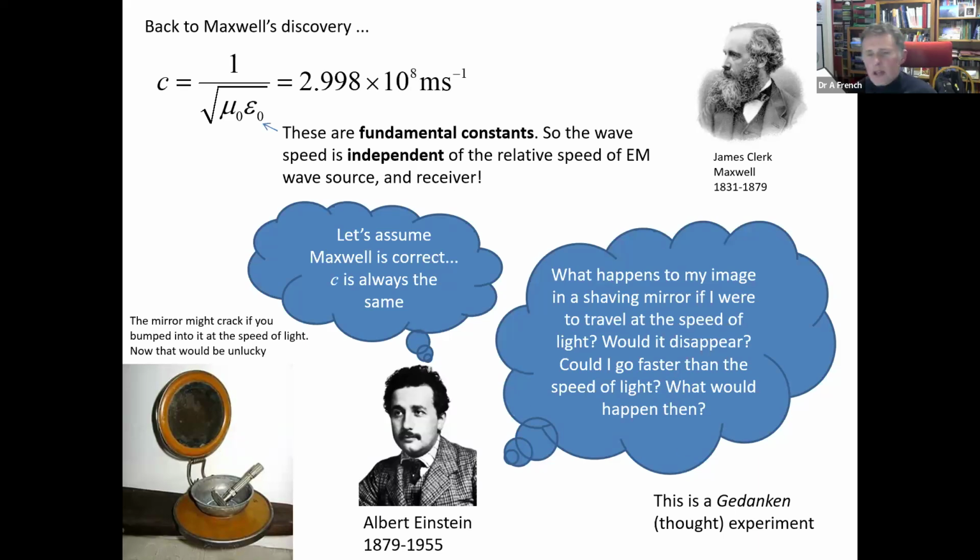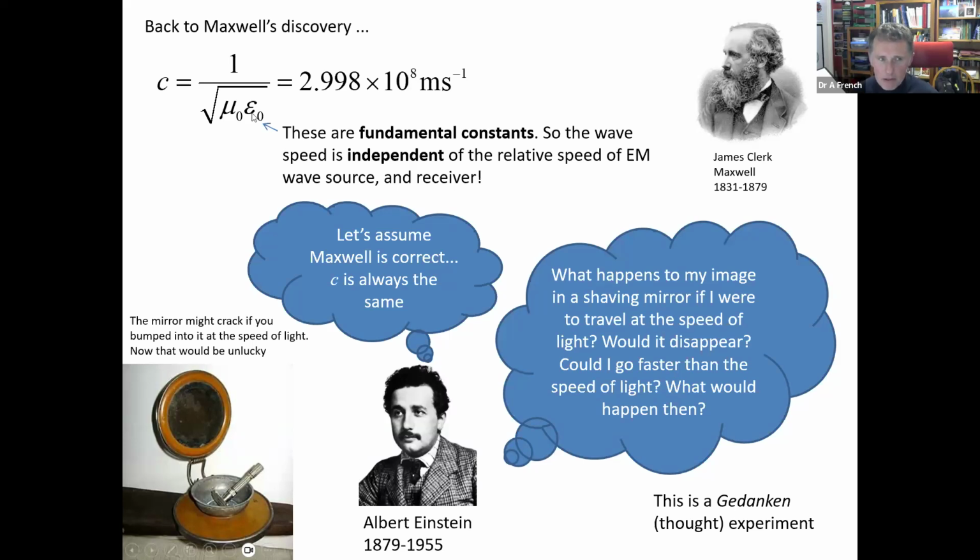So, for example, if you were shaving, here's an old school shaving mirror, and if you were to somehow move close to the speed of light, or perhaps faster than the speed of light, what would happen to your reflection? Could you catch up with it? I think maybe your mirror might crack if you bumped into it. But what would that mean? Although it's a slightly playful and mad experiment, if we are going close to 3 times 10 to the 8 meters per second, let's just say we had a spacecraft that could do this, what would happen to the light beams? Could we ever catch up with them?